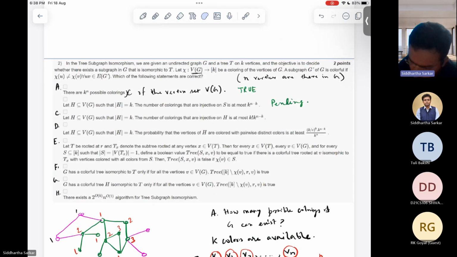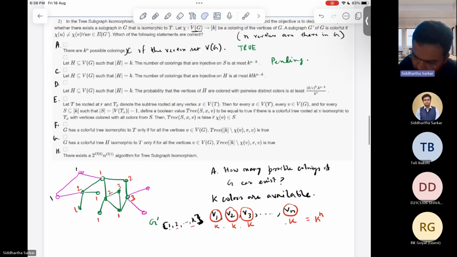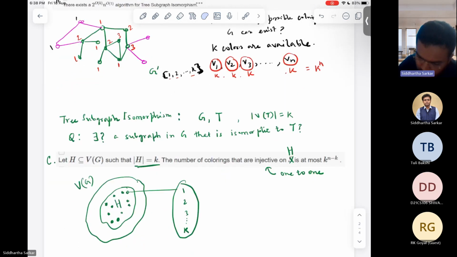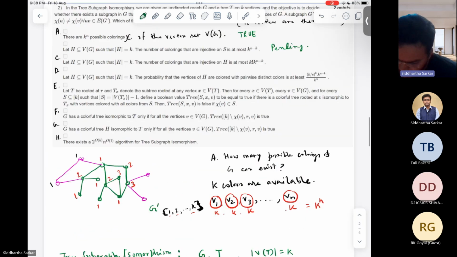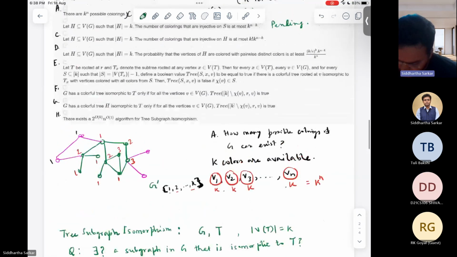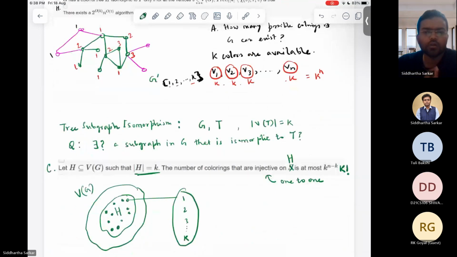Okay, so this one is k factorial. So I'll just write k factorial times k to the n minus k. So k factorial times k to the n minus k. Okay, this is true. This is correct. Okay, fine. So how shall we do this?